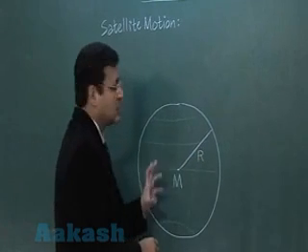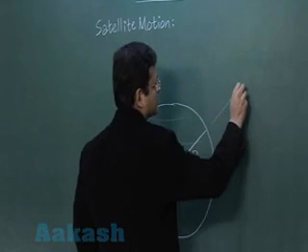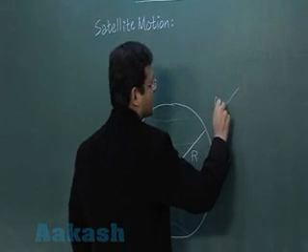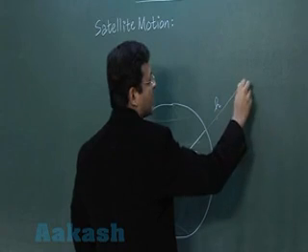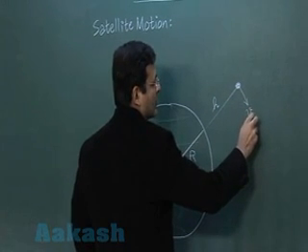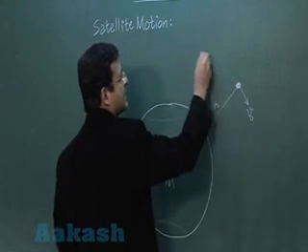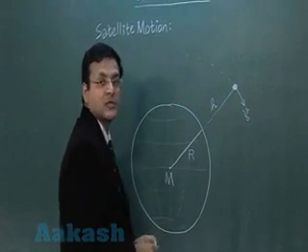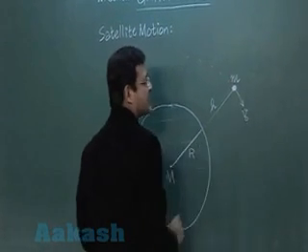and assume that a satellite is rotating at an altitude h. This is a satellite rotating in its circular orbit. For the sake of simplicity, right now we are talking about circular orbit only. Let us suppose the mass of the satellite is m.